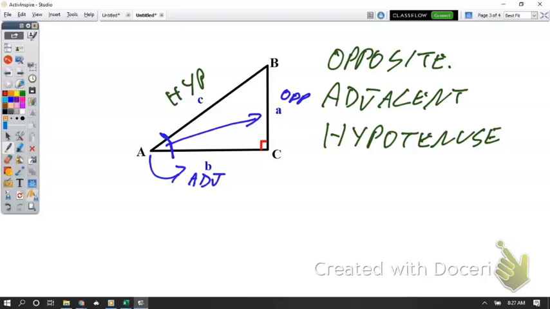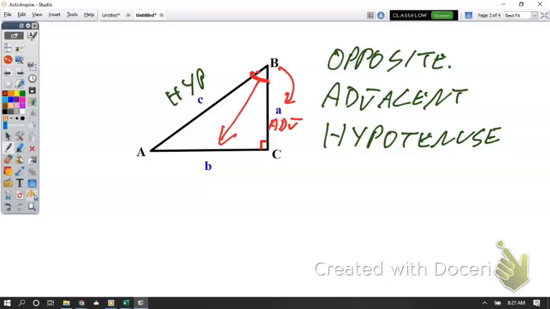That being said, what if I'm looking at angle B? Well, if I'm looking at angle B, A is no longer opposite angle B, is it? A is right there next to angle B. So now side A is adjacent to angle B, and opposite to angle B is side B. So opposite and adjacent depend on which angle you're looking at. Hypotenuse is always the hypotenuse, always across from the right angle.